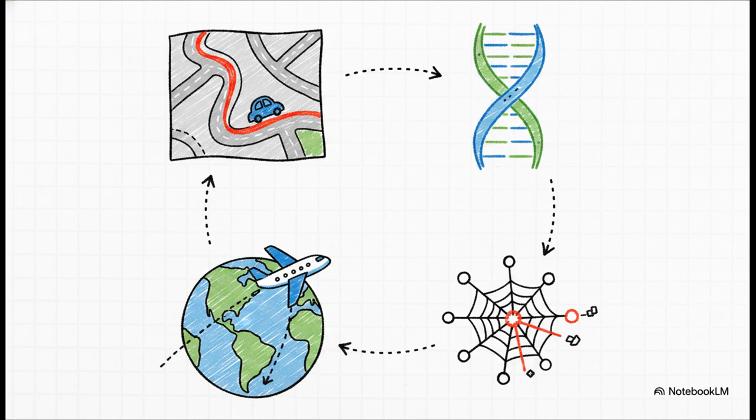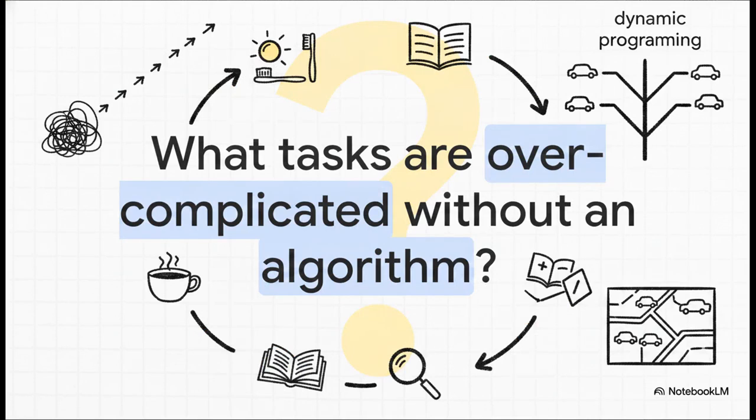They are literally sequencing the human genome. They're optimizing airline crew assignments to save companies millions of dollars. And they're directing data packets through massive global networks. Whether they're greedy or dynamic, these incredibly efficient step-by-step instructions are essentially what makes sense of the absolute massive chaos of our modern world. Which ultimately brings us right back to you.